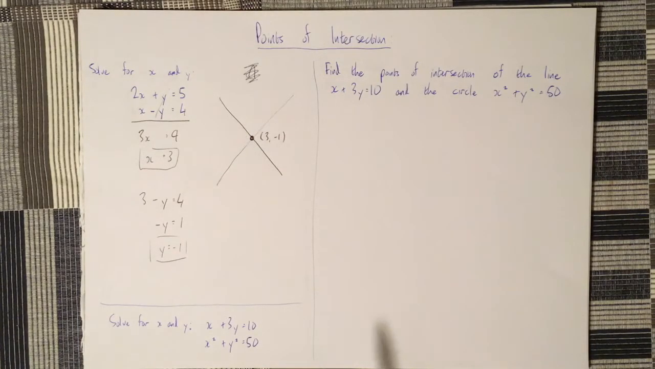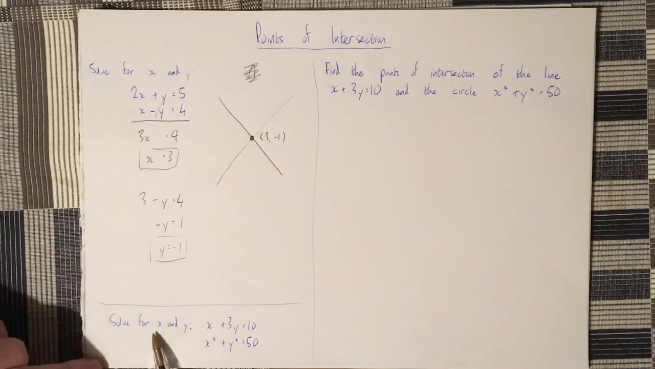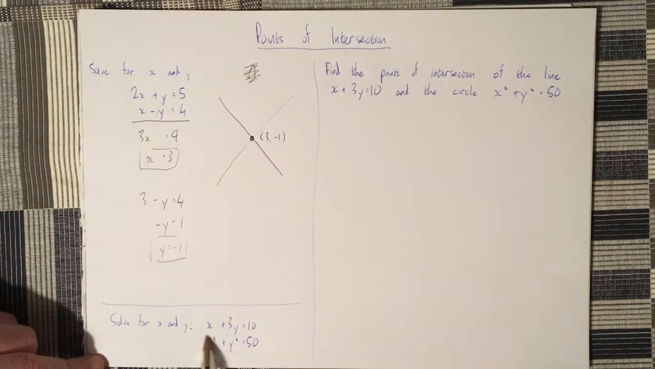Equally, I can get a question like this on paper 1. Solve for x and y. x plus 3y equals 10, x squared plus y squared equals 50. And we now know, having studied the circle, that x squared plus y squared equals 50 is a circle. x plus 3y equals 10 is a straight line.